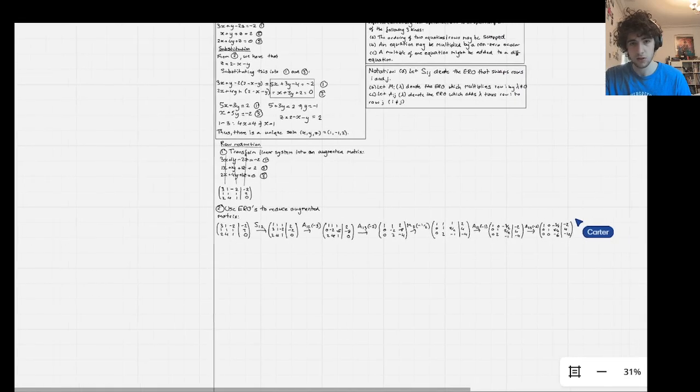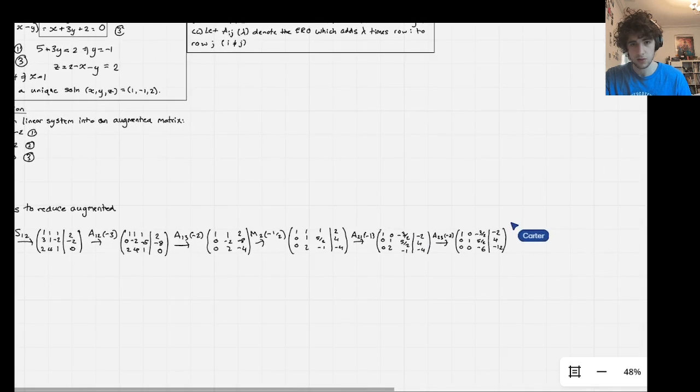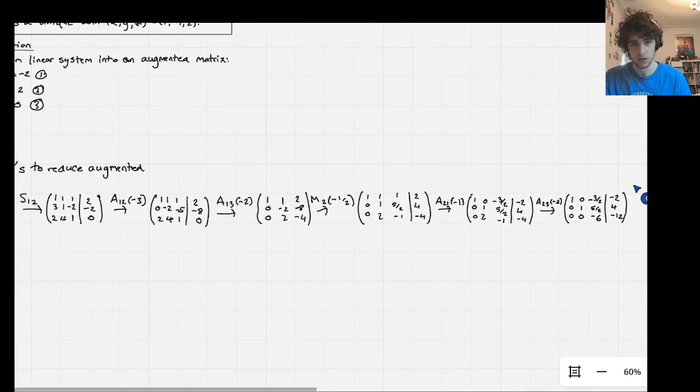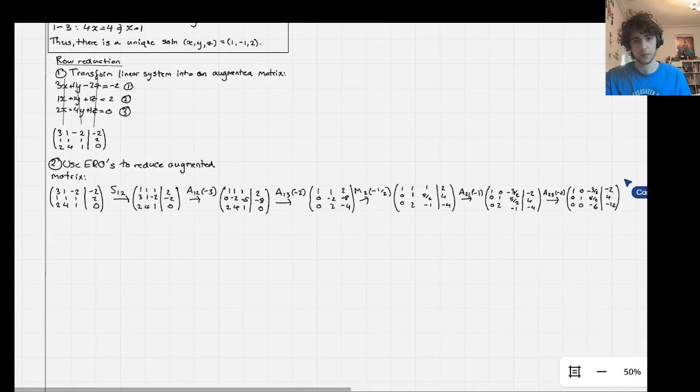I guess then what we can do is, let me see if I can get this on the screen. I'll probably move down to the next row here, because I've used up quite a lot of space. And then what we can do is multiply the third row by minus 1/6, so we just do M3 of minus 1/6, which thus gives us the following.